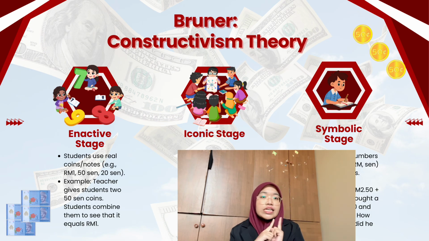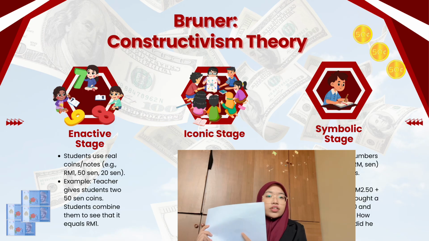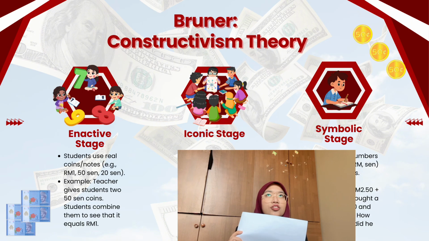The next one is the iconic stage, where learning takes place through images and visuals. Just remember, iconic means image and visual representation. After handling real coins, the teacher can show students pictures or drawings of coins and notes. For example, on the whiteboard the teacher draws 1 ringgit, RM1, so they can imagine it. The teacher doesn't need to bring the real money into class.